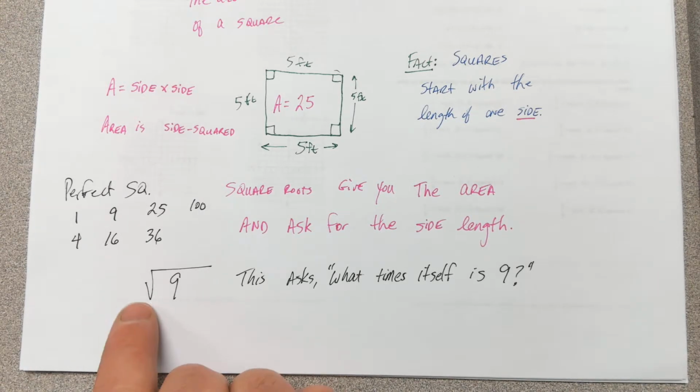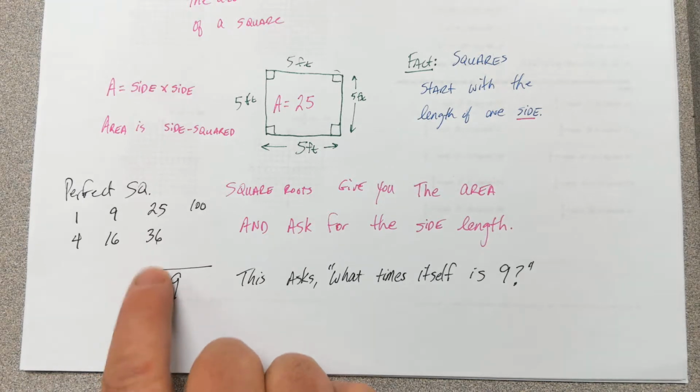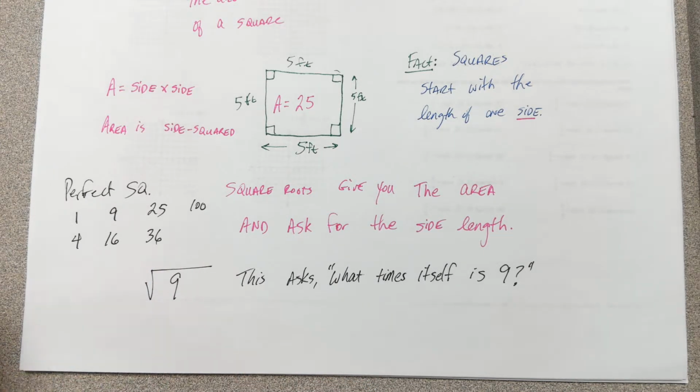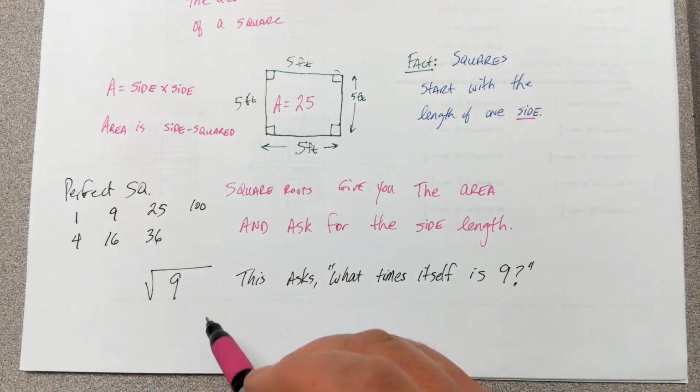Okay, first question. What's this symbol right here called? Does anybody know? Like, we say square root, but it actually has a name. That little house thing right here. This has got a name. Second question is, what's the number on the inside called?